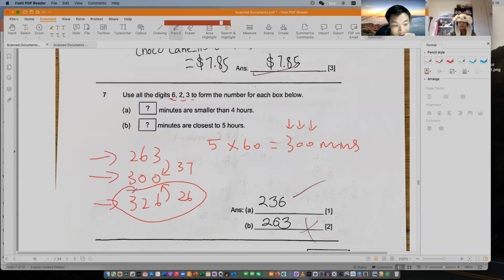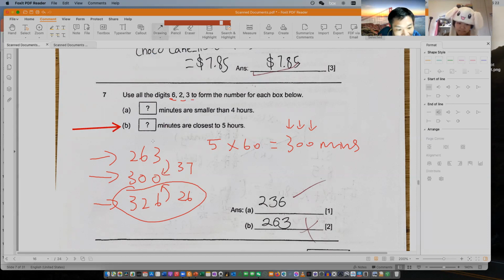This kind of question, I will say this question, 7B, is not common, but it's a tricky question. A lot of students never think they can actually get more than 300. Basically, the question asks for closest to 5 hours, meaning they ask for the smallest difference. The small difference can be 37. It can also be 26. So then you have to compare. That's why the final answer should be 326. You get it?